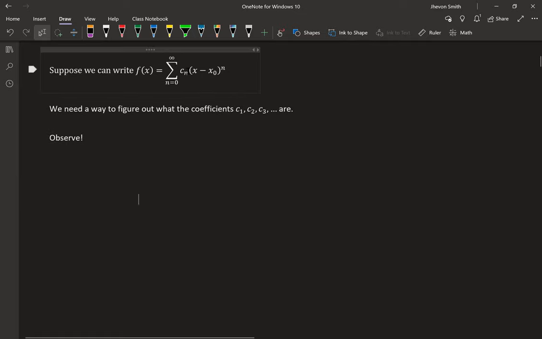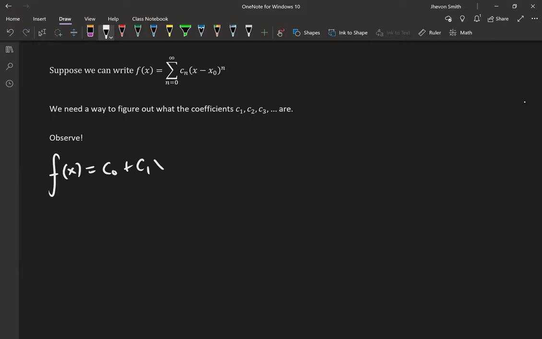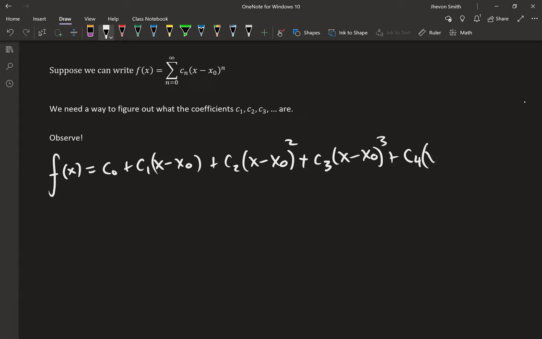I can do this with the series notation as well, but I'm going to write this out so it'll be easier to see what's going on. So let's pretend that I could write my function as a power series. So it's C0 plus C1 times (x minus x naught) plus C2 times (x minus x naught) squared plus C3 times (x minus x naught) cubed plus C4, I'll stop at the fourth, times (x minus x naught) to the fourth plus dot, dot, dot. You get the idea, right? Let's pretend I could actually do that. How can I figure out the C's?